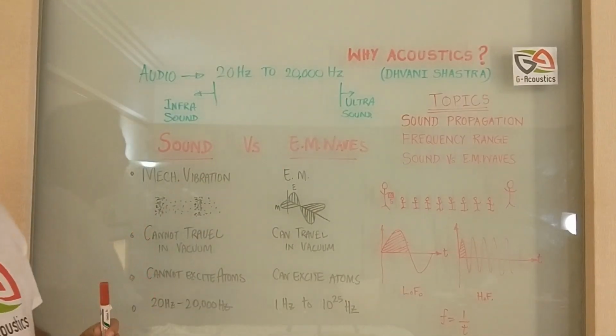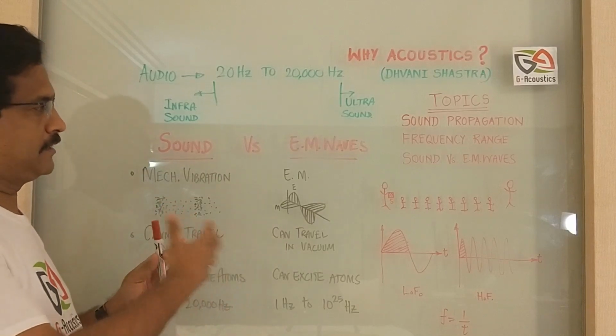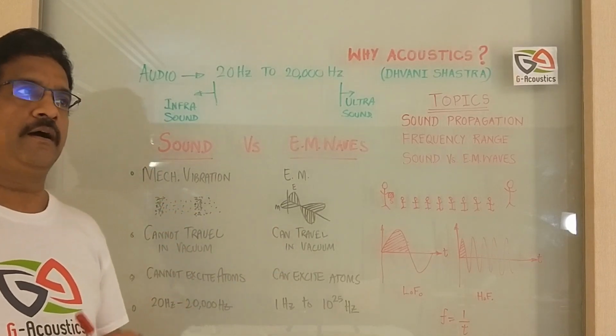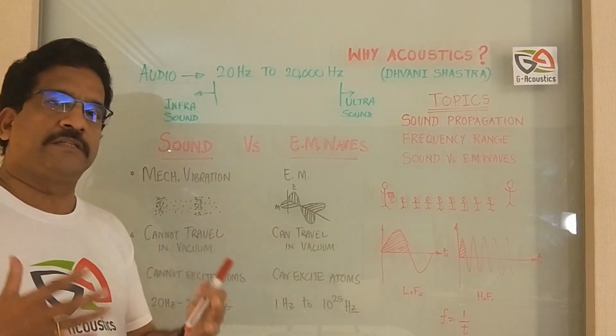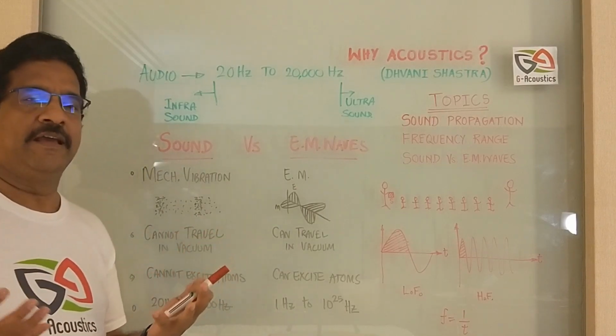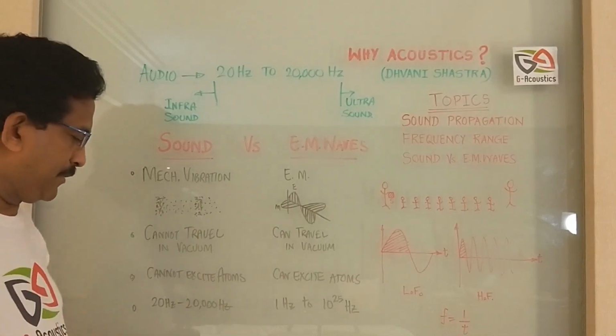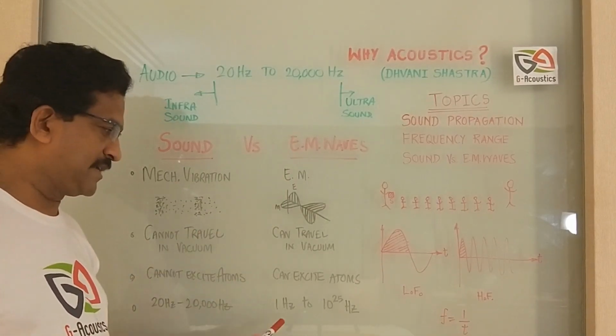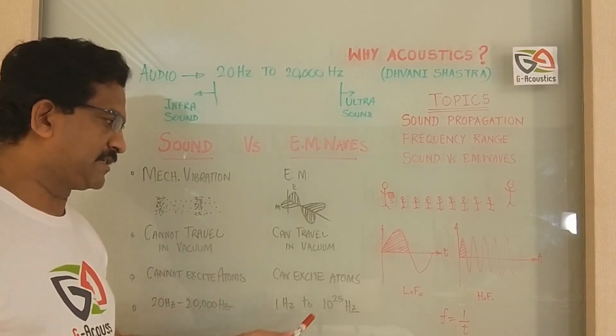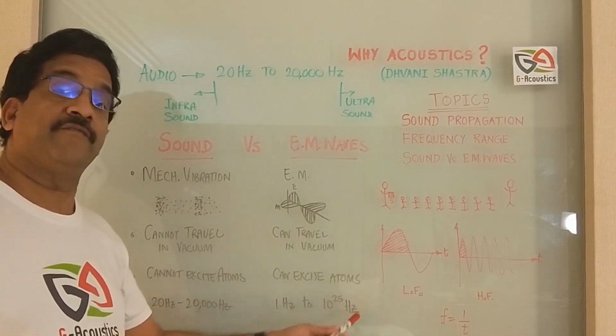Why I am talking about this difference between these two is for a better understanding and to avoid some confusion which people have in general. This is the frequency range for sound, whereas for electromagnetic waves, the frequency range is 1 hertz to 10 to the power 25 hertz.